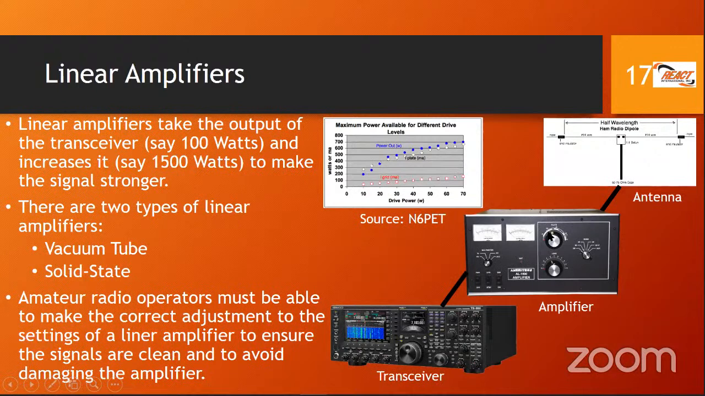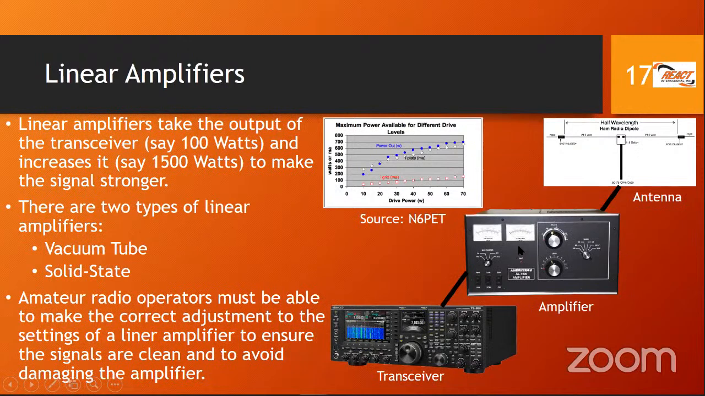So I connect my radio to my amplifier so I can drive a stronger signal to my antenna so my signal could reach a little further. So that's my linear amplifier. Let's say I am driving 100 watts with my radio. My amplifier takes that 100 watts and it could turn it into 1,500 watts because it's an amplifier.